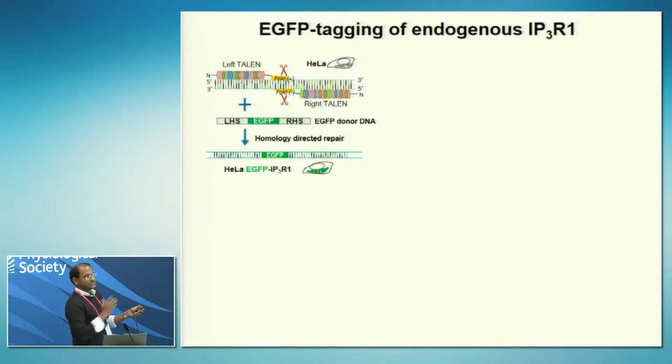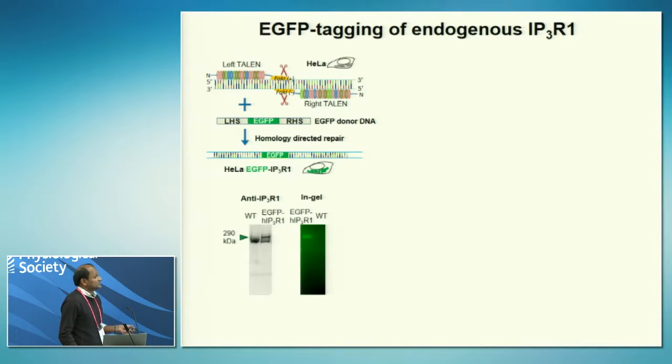I'm not going to go too much into detail on that. Briefly, I used TALENs to tag endogenous type 1 IP3 receptors with EGFP in HeLa cells and isolated those cells by fluorescence activated cell sorting. The tagging was accurate in these cells. As we can see, there is a band corresponding to the EGFP-tagged IP3R1, and there was no off-target tagging, as suggested by this in-gel fluorescence, which allows visualization of the EGFP-IP3R1 protein directly in the lysates.